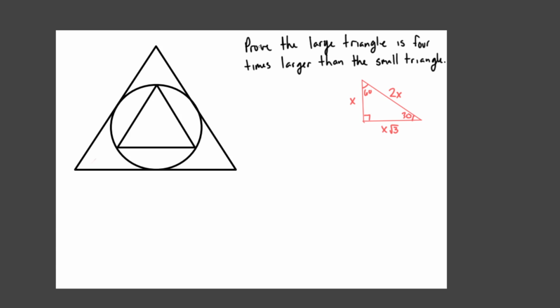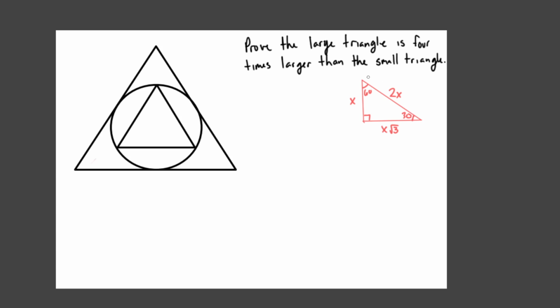For this problem, we have a large equilateral triangle, a circle, and a small equilateral triangle, and our goal is to prove the large triangle is 4 times larger than the small triangle. All we're given is that the radius from the center to the side of this circle is simply r. So we're not given very much information at all, but we can still prove this.